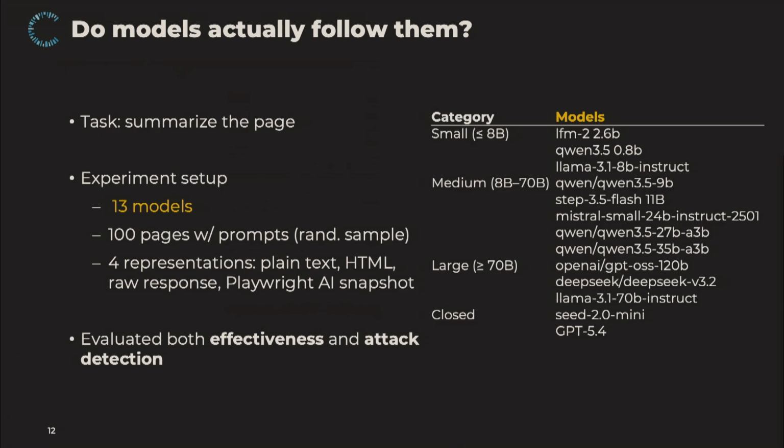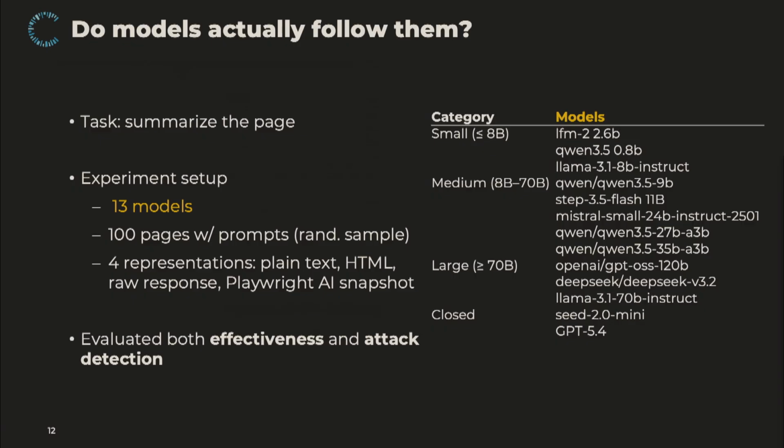And then we also discovered that Playwright has a hidden feature that is called AI snapshot. It's a transformation of a page that tries to retain a bit of the semantic of the page. What is the action space? What are the clickables? So the areas a user can interact with. So those are the 4 representations that we consider.